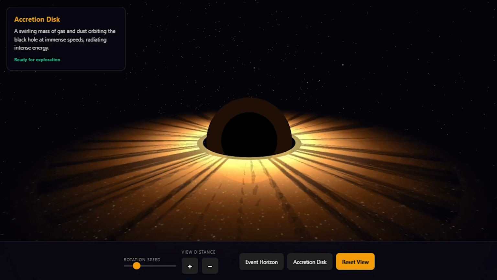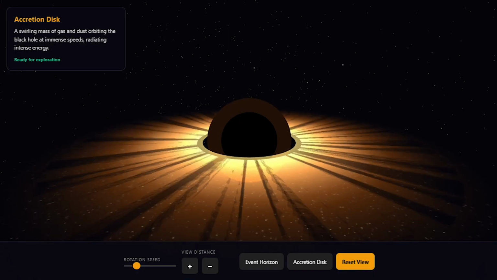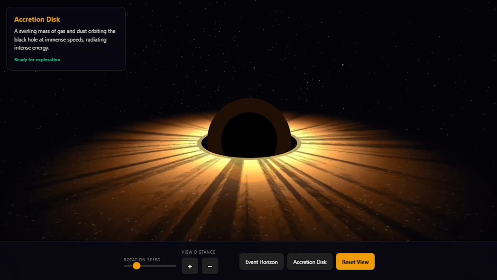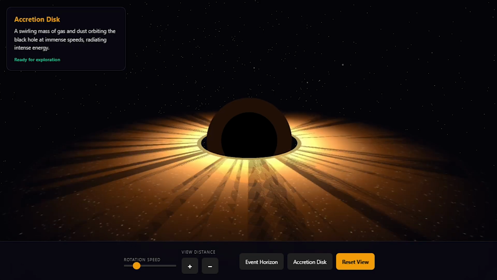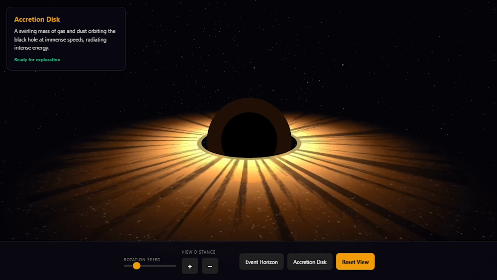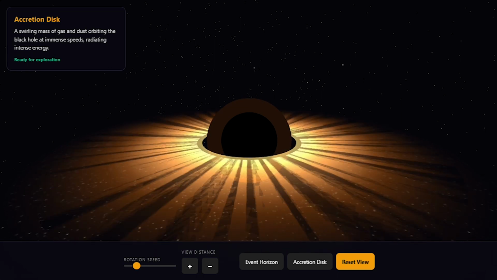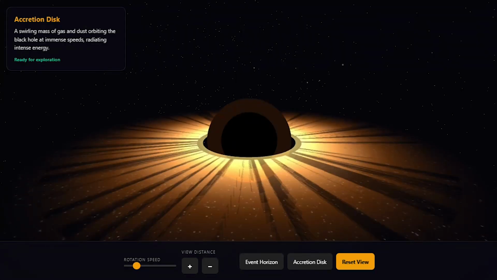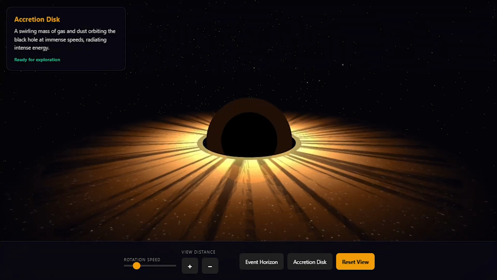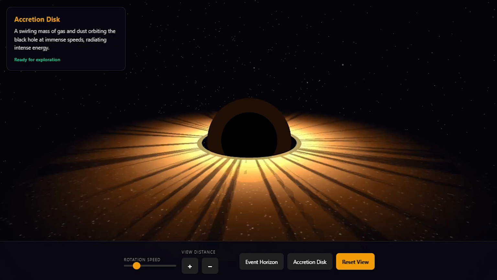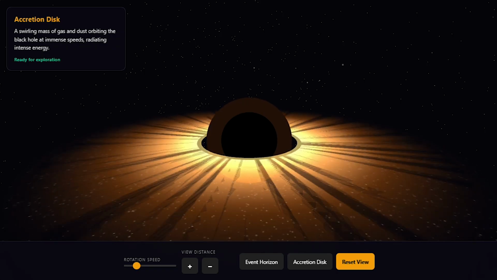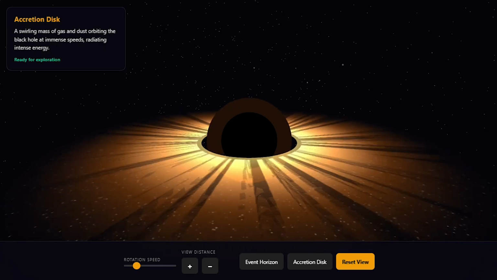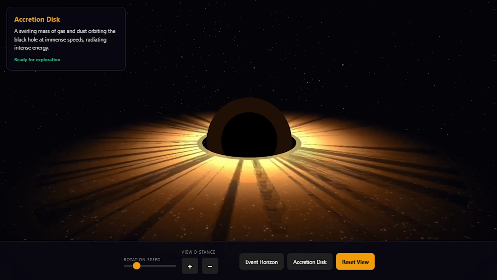Welcome. Today, we will journey into the heart of a black hole to explore its unique layers and extreme physics. We begin at the accretion disk, a swirling mass of superheated matter spiraling toward the center at incredible speeds. You can use this slider to control the rotation speed of the energized matter in the disk. Click here to move closer to the event horizon, the boundary where the gravitational pull becomes inescapable. Notice the photon sphere. Here, gravity is so strong that light itself is forced into a circular orbit around the black hole. At the very center lies the singularity, a point of infinite density where our understanding of space-time reaches its limit.